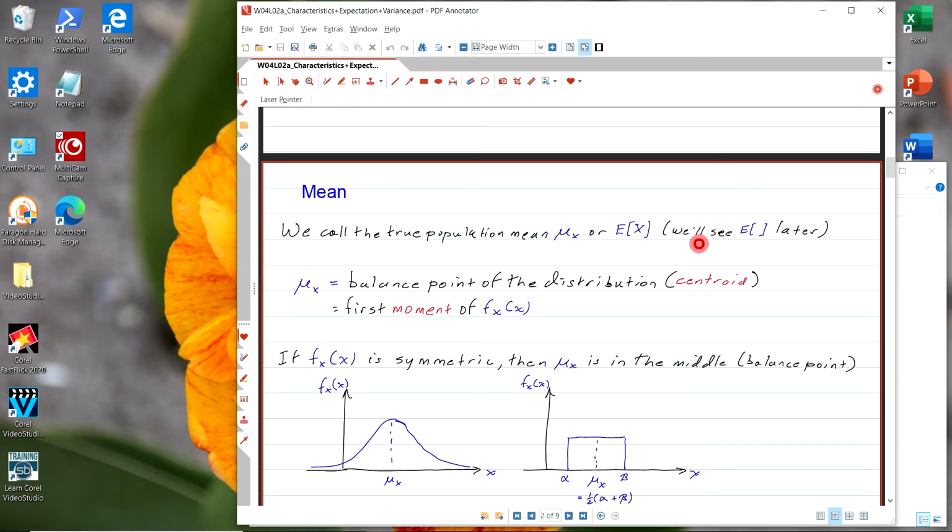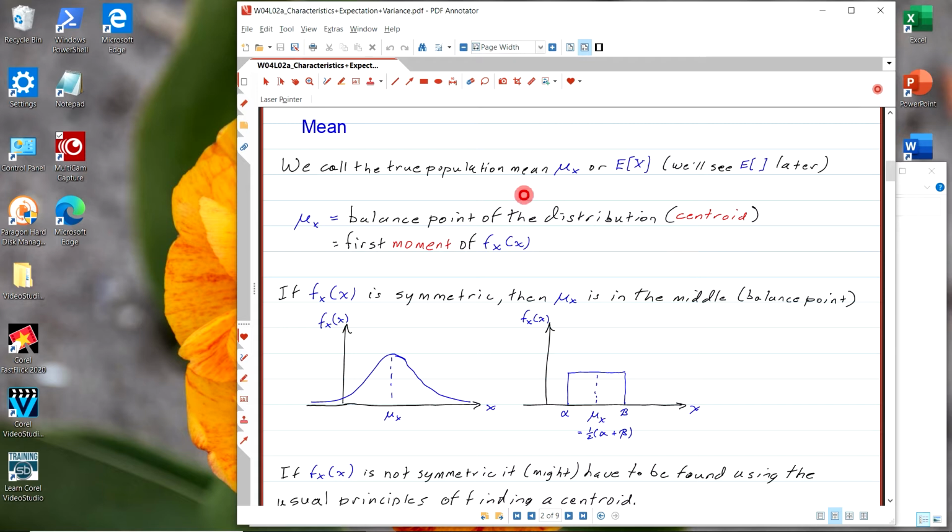So let's first of all concentrate on the mean. We're going to call the true population mean mu of x, or expected value of x. These two are equivalent, and in fact one is obtained from the other. We haven't talked about expectation yet, but we'll see that shortly. Mu of x is the balance point of the distribution, so this is another way of getting it. Basically, if you take this distribution, cut the shape out, and balance it on your finger, where it balances is the mean. This, you can recall from previous courses in engineering, is also the centroid of that shape, and it can be computed as the first moment of f of x of x.